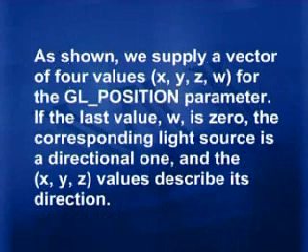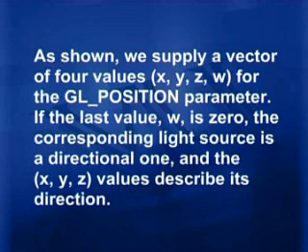For GL_POSITION, as shown over here, we supply a vector of 4 values, x, y, z and w. If the last value w is 0, the corresponding light source is a directional one, and the x, y, z values describe its direction.